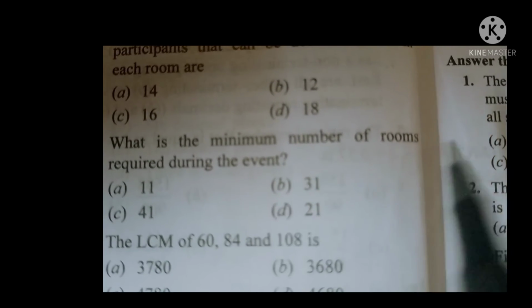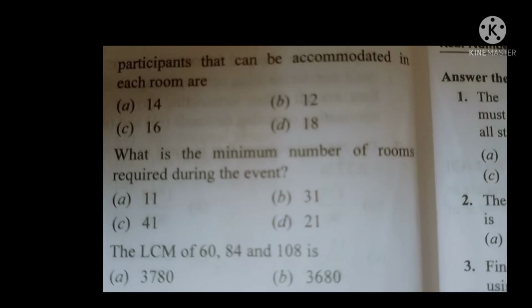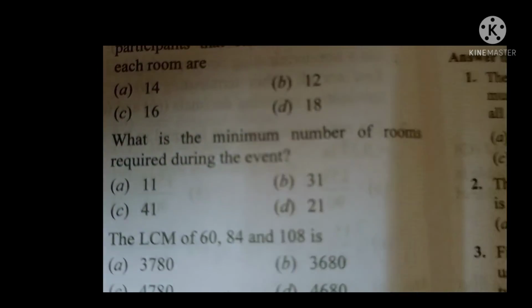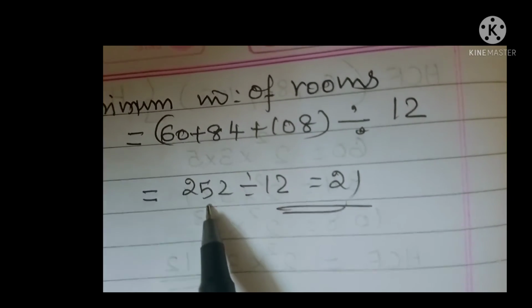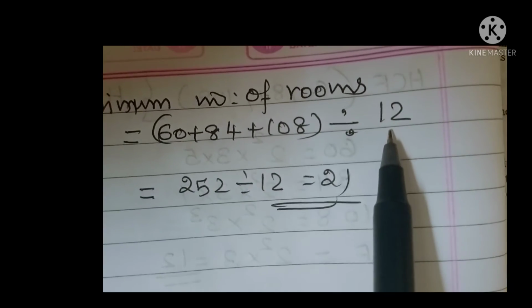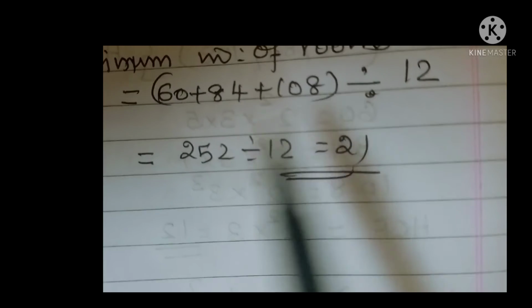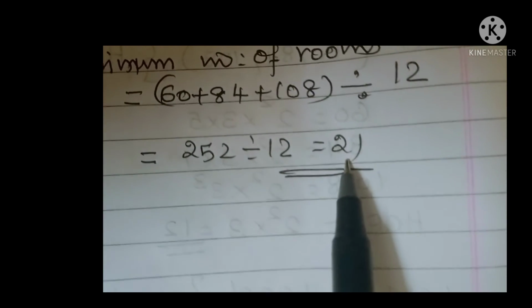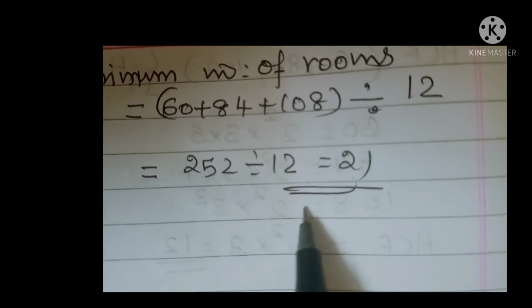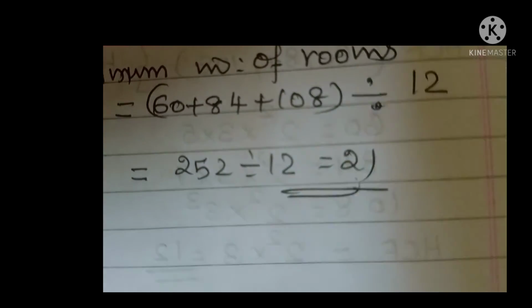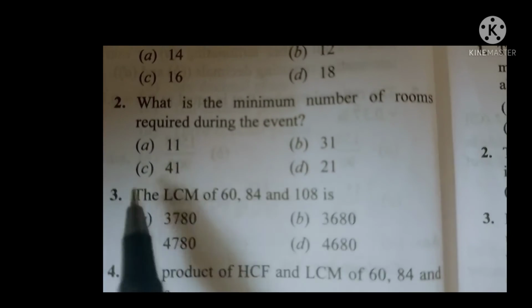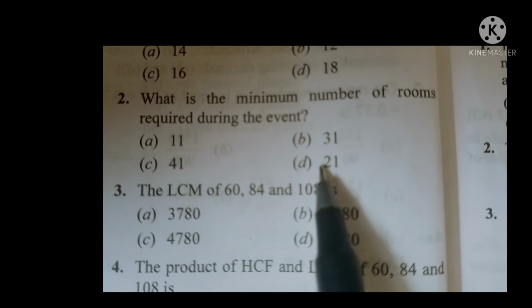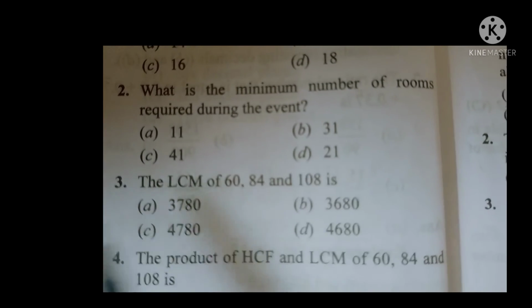So here we want to add all these three, that is 60, 84 and 108. Adding 60, 84 and 108, we will get 252. Divide that by the HCF. HCF is 12 we got. So 252 by 12, that is 21. That is, the minimum number of rooms is 21. That is the first question. B is the answer, that is 12. And for the second question, 21, that is D. Option D is the answer.